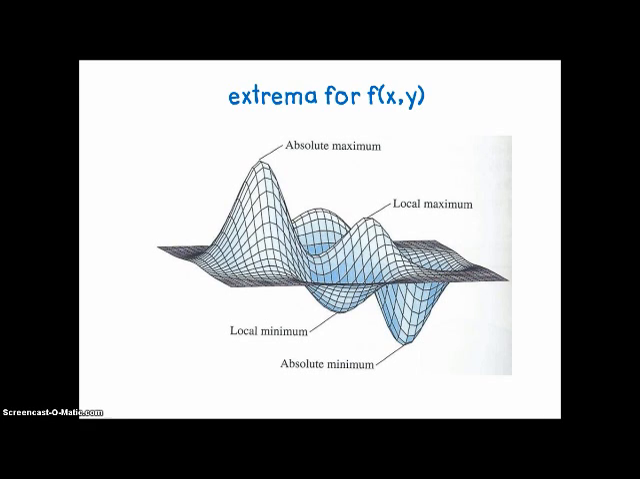Extrema for a function of two variables. Here we have an example of an absolute maximum, an absolute minimum, a local minimum, a local maximum, and then there's another local maximum back there.